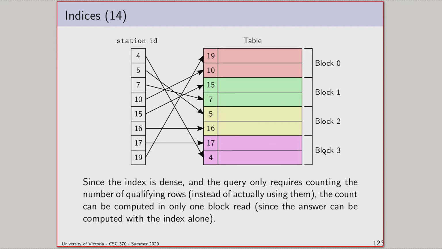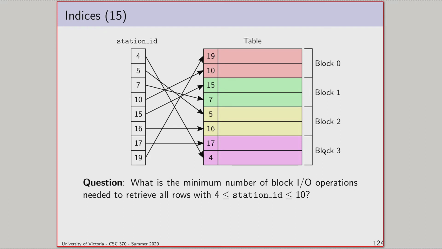So that can be done in one block read operation because the answer can be computed with just the index. Now, in the questions we'll see later, obviously we don't typically have the index fit inside one disk block. But even if the index was 10 disk blocks, reading the entire index is usually better than reading a huge table. Except in this case.